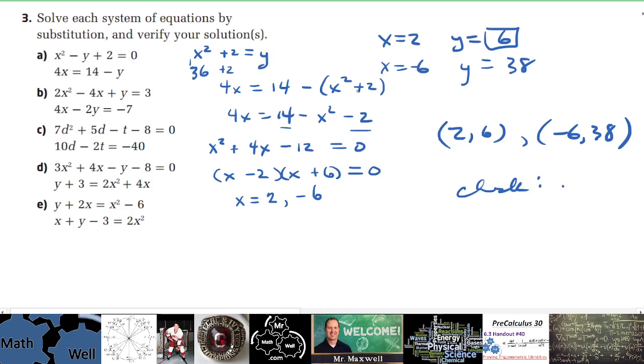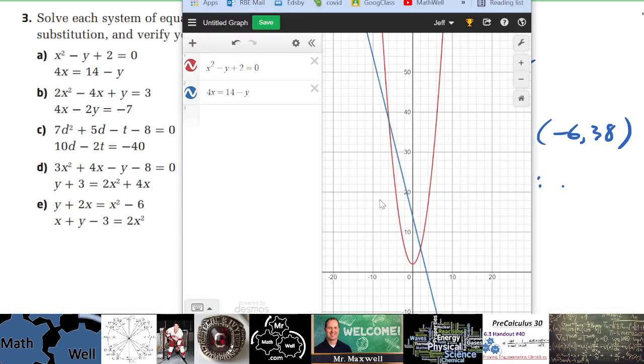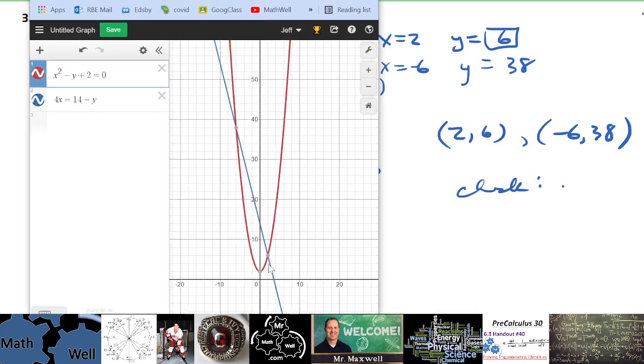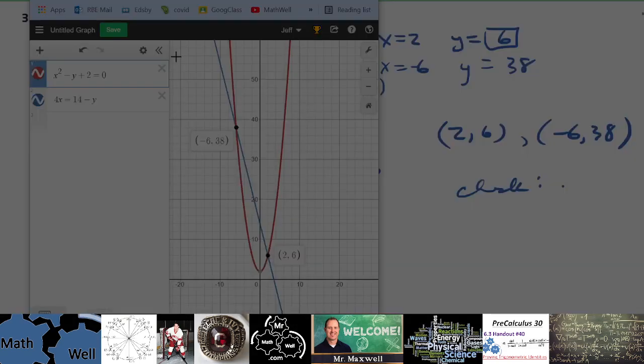Okay, and I'll maybe show you the graph here and we can check that on Desmos. Okay, so here it's graphed on Desmos, and if I go ahead and click here, look at that, (negative 6, 38) is one of my solutions over there, as well as (2, 6) is my other one, so this is confirmed. Okay, so that's for A.